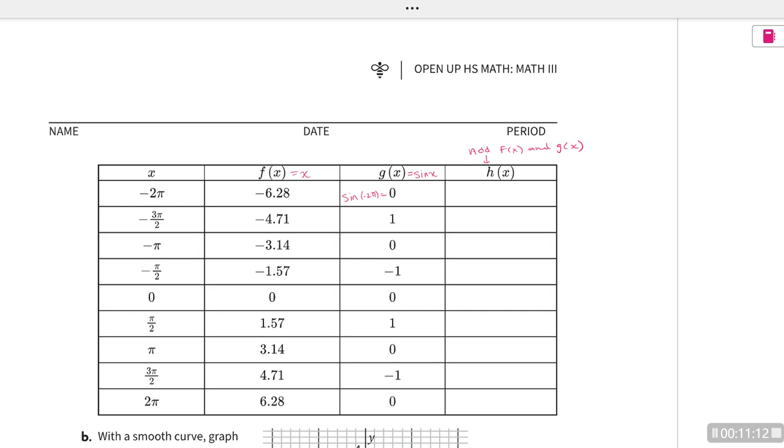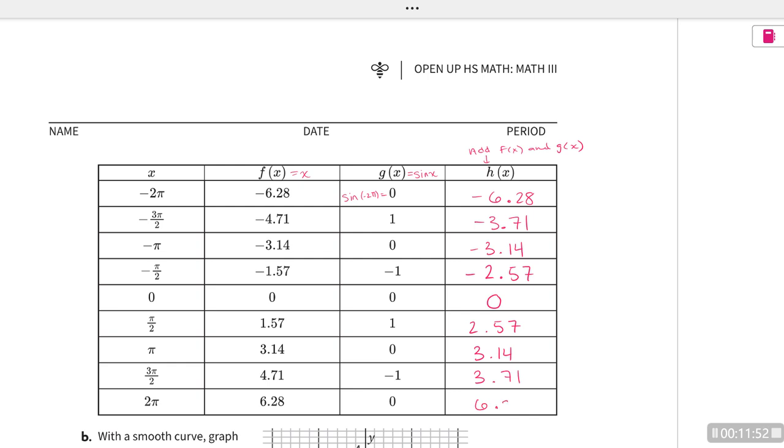So not too bad, since we have a bunch of zeros, ones, and negative 1. So negative 6.28 plus 0 is still negative 6.28. Negative 4.71 plus 1 is negative 3.71. Negative 3.14 plus 0 stays negative 3.14. Negative 1.57 plus negative 1 is negative 2.57. 0 plus 0 is 0. And here we get 2.57. 3.14 plus 0 is still 3.14. And here we get 3.71 when I add those together.